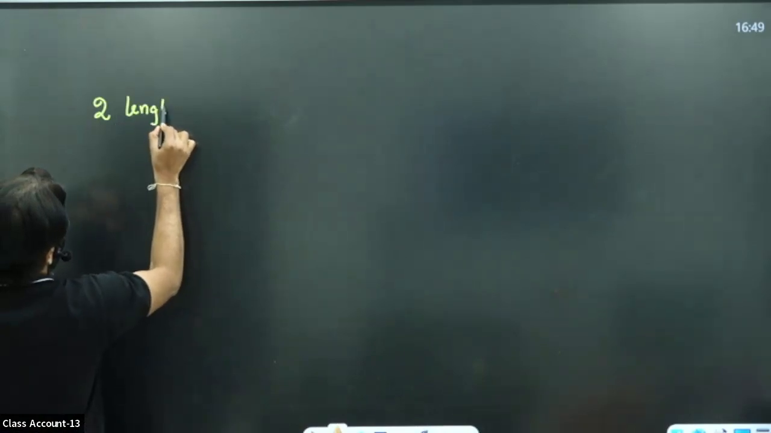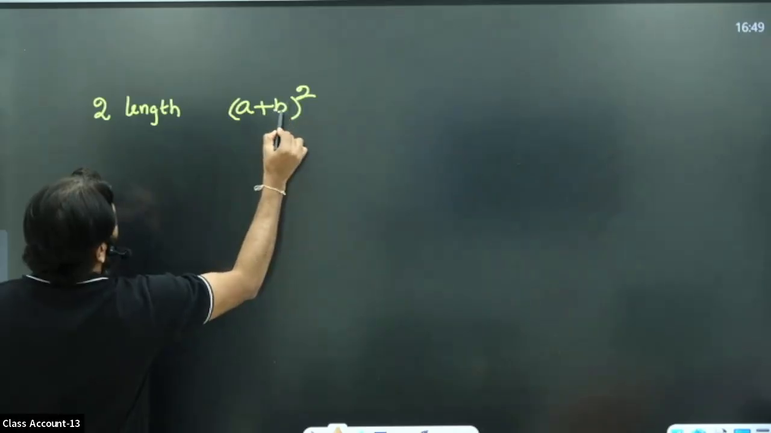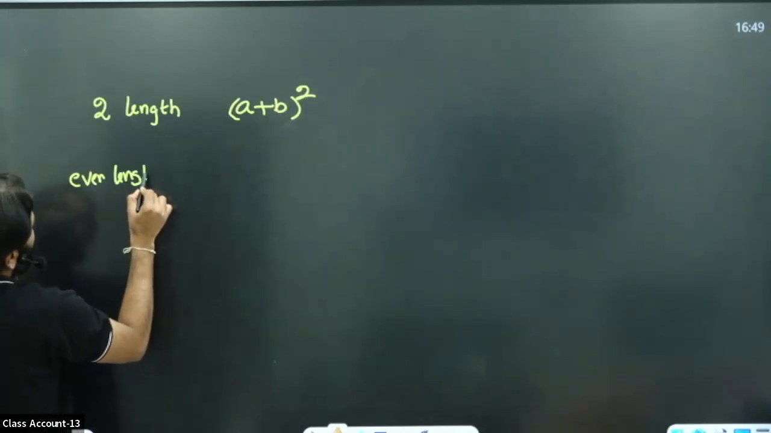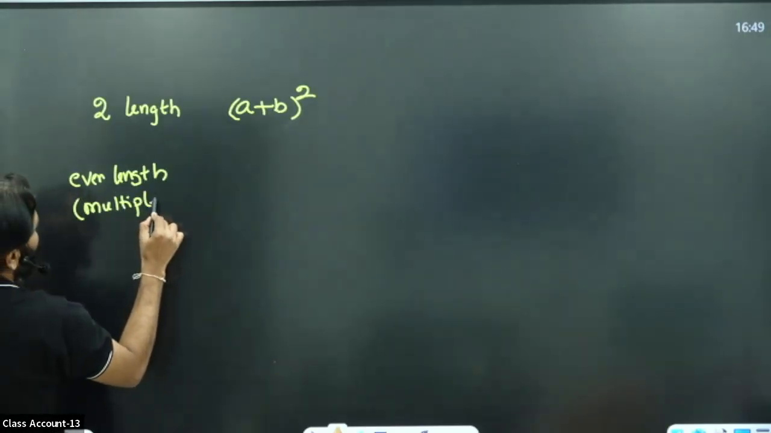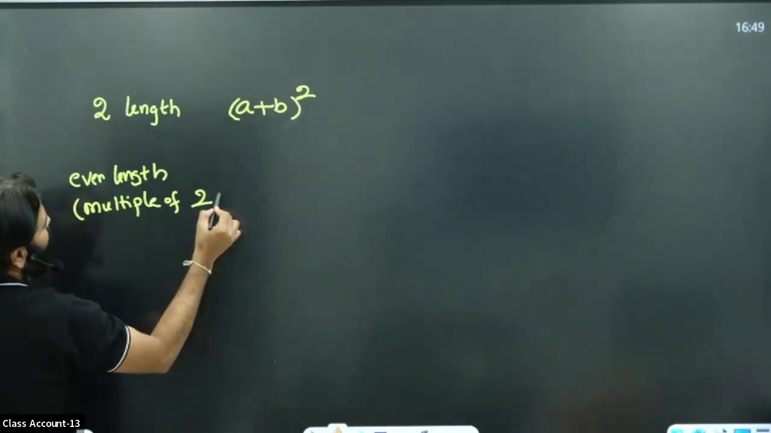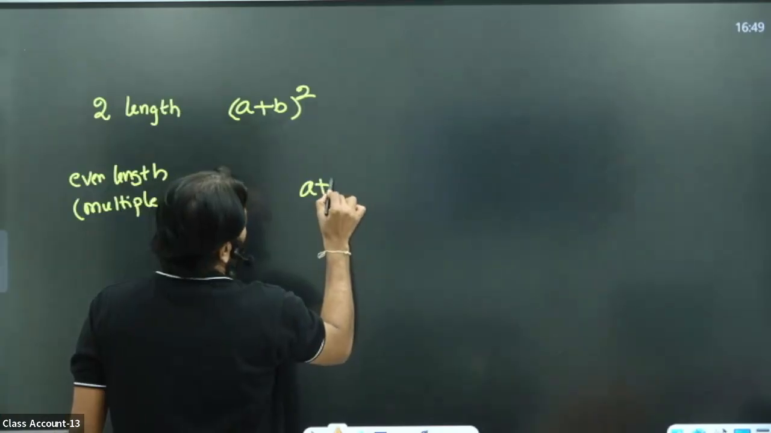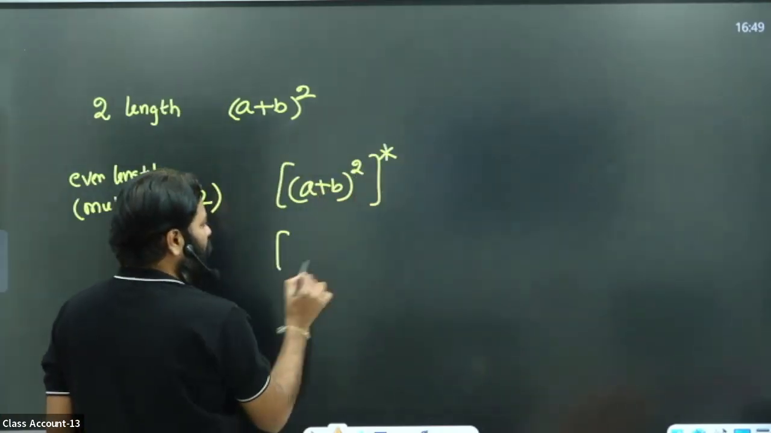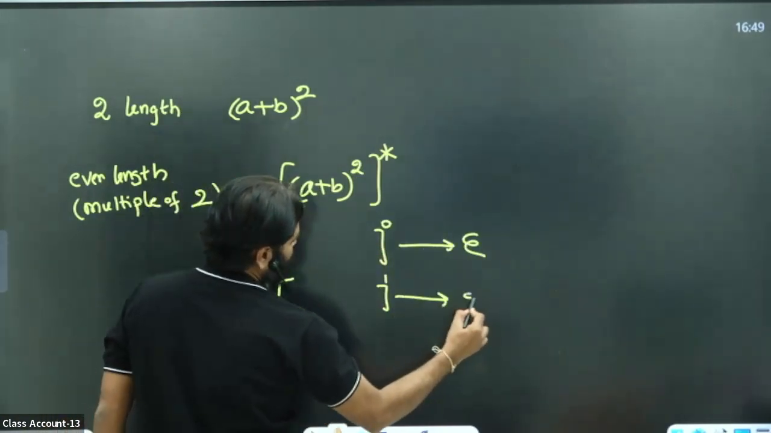See, if you want length 2, how do you write? Like you write (a plus b) whole square, correct? If you want even length, even means multiple of 2, right? So multiple of 2 length. That means that 2 only you should repeat to get an even length. If you put a power 0, you will get epsilon. If you put a power 1, you will get 2 length.